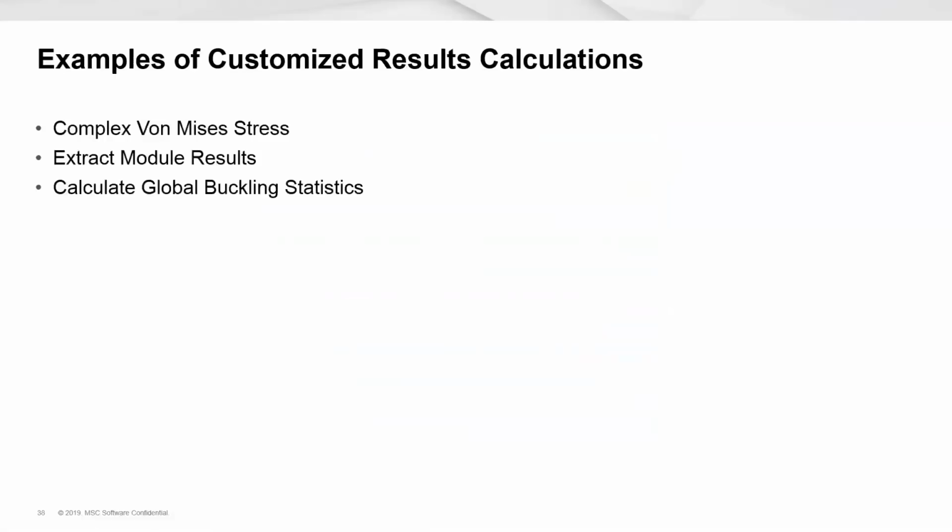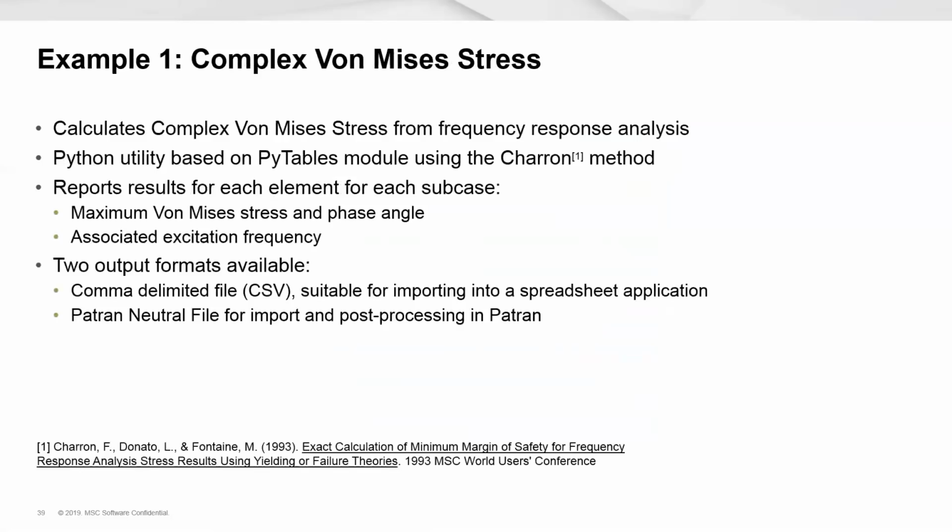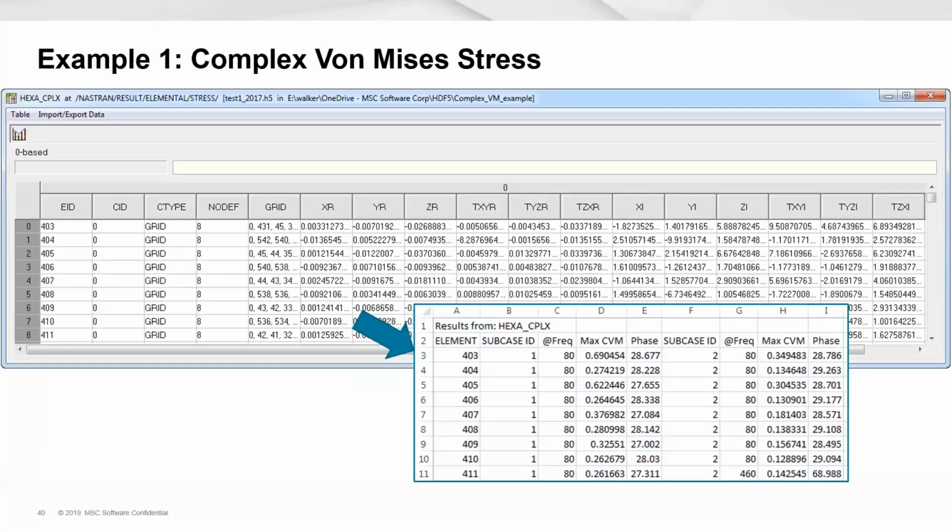I'm getting close to my ending time. I've done 3 customizations. I'm just going to mention those briefly to give an idea of what you can do with them. One is a complex von Mises stress. As you know, that's not a simple calculation. So a paper was presented a number of years ago at the MSC conference called the Charon method. One of our team in Europe developed this, and I really just took it and extended it to work in a more generic way and work with NumPy arrays and improve the overall output so that we could have comma delimited summaries and create a Patran neutral file. So if you want to bring those results in, you could go look at that.